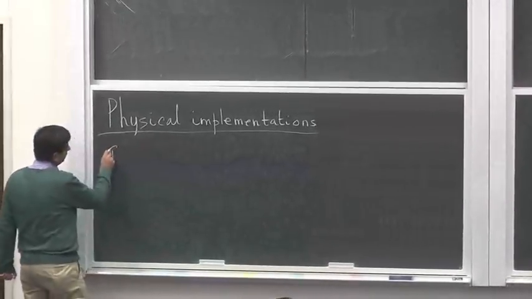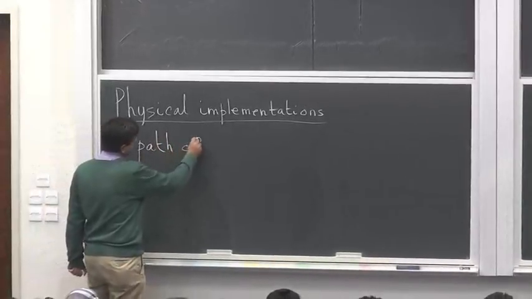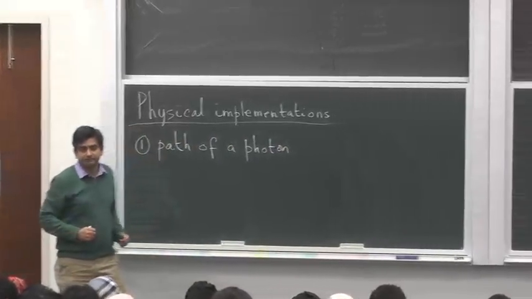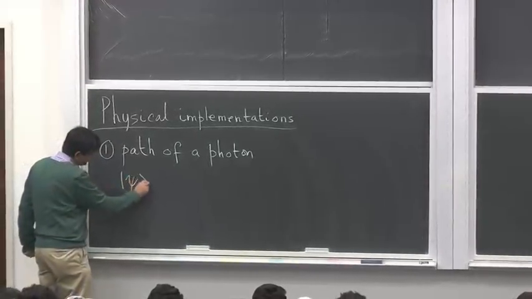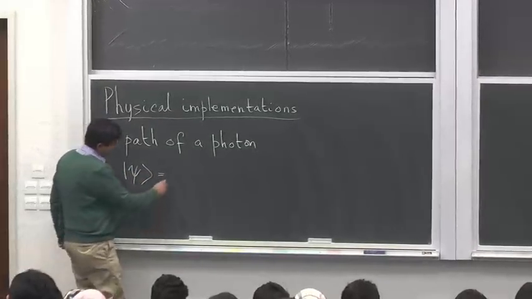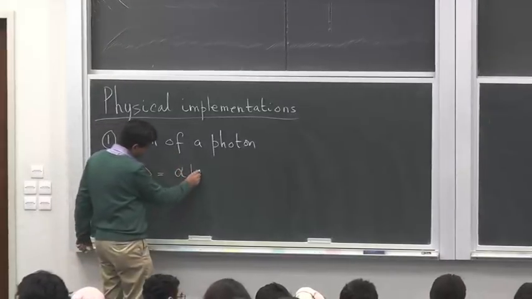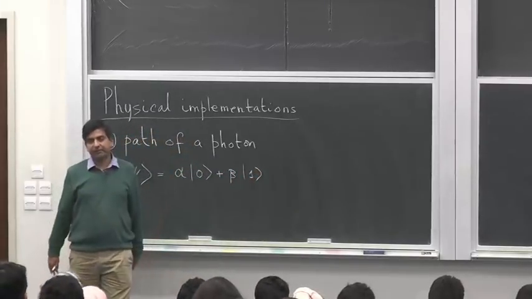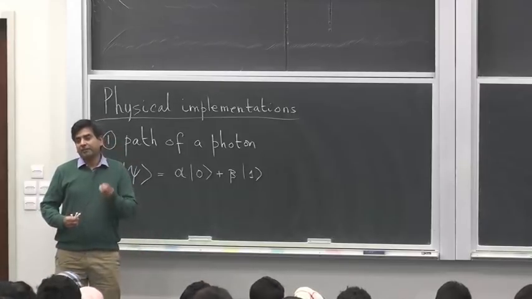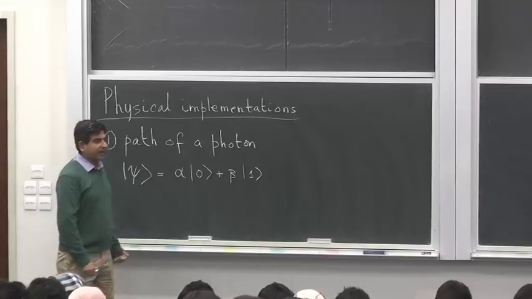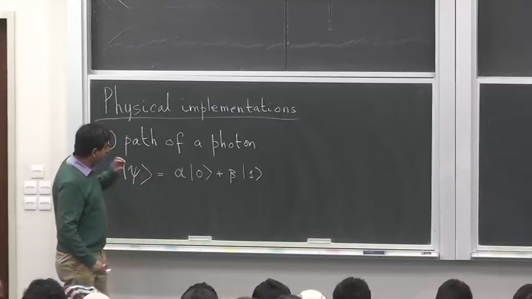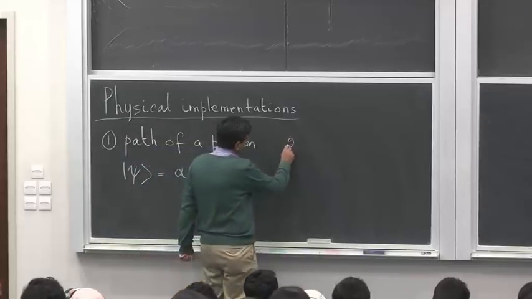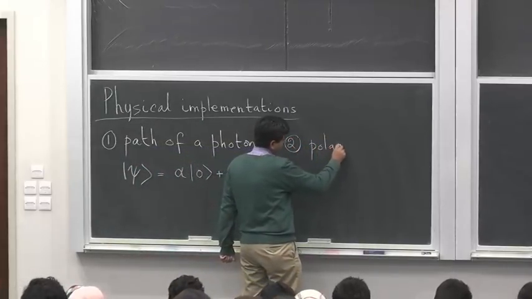So we've talked about the path of a photon. The path of a photon realizes a qubit. A qubit in its general form is given by a state vector with some coefficient, which is a complex number, and along with the complex number appear the basis states. So ket 0 and ket 1 are materialized by the path of a photon. Then you could do logic gates, process the information, encode the information within these states, do interference, and so on. The other example that we've explored is the polarization of a photon.